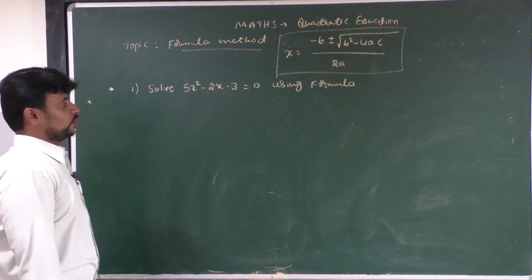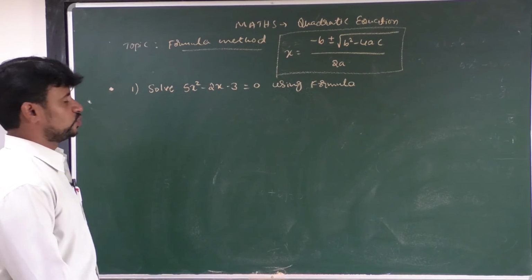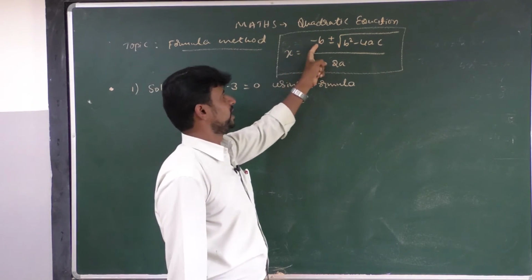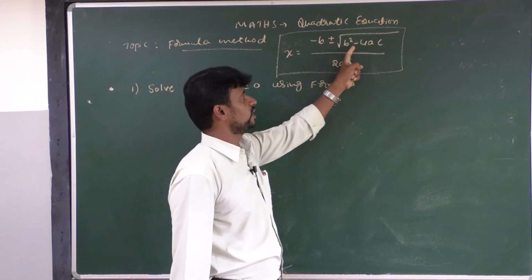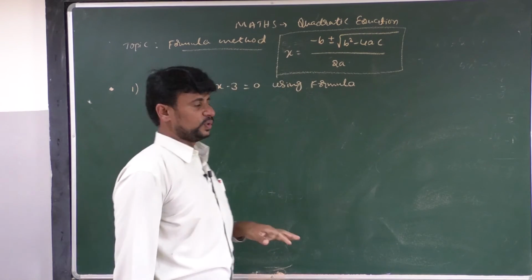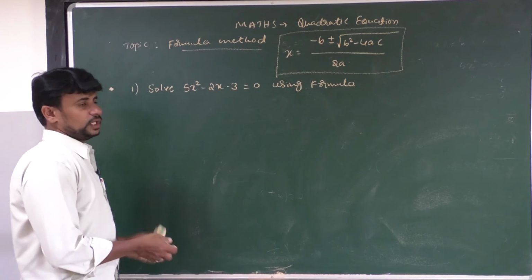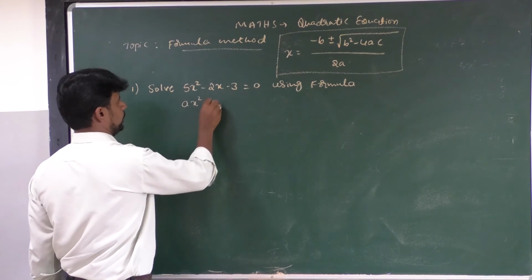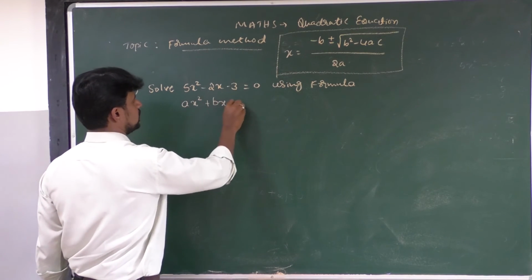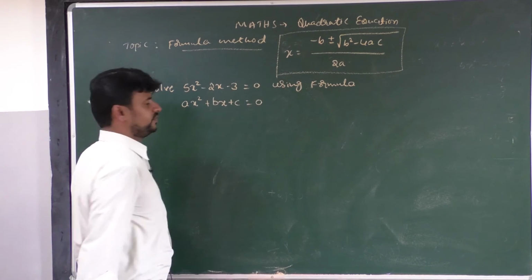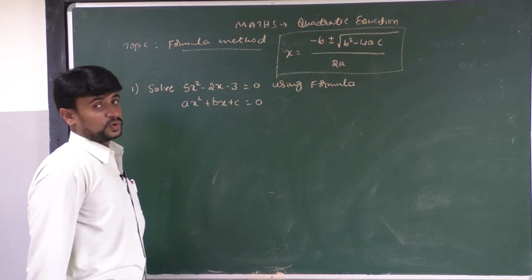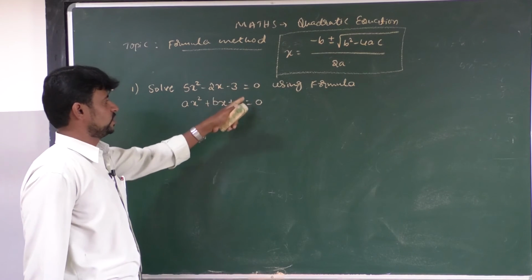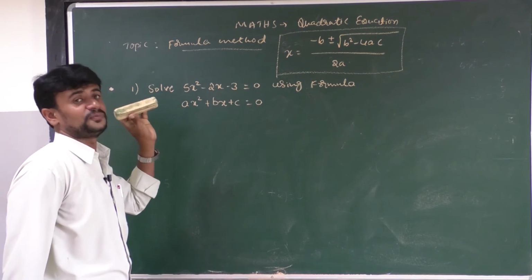This is one of the questions. To solve this question, first you must know the formula. x is equal to minus b plus or minus square root of b squared minus 4ac, divided by 2a. All of you observe here, the question is already in the form of ax squared plus bx plus c is equal to 0. Look at the board, all of you. This is already in the form of ax squared plus bx plus c is equal to 0. That means it is in standard form.